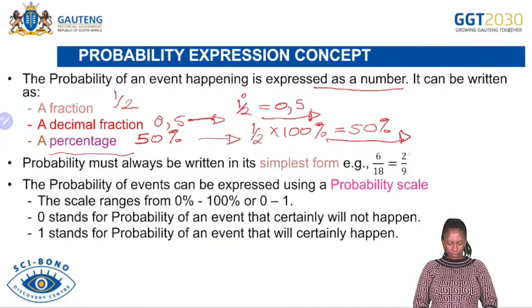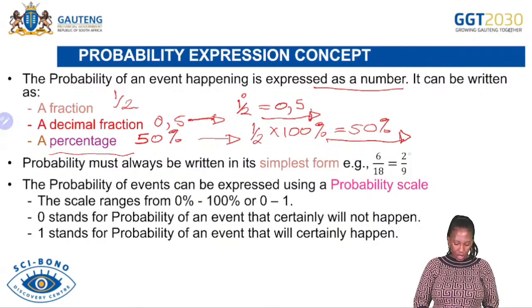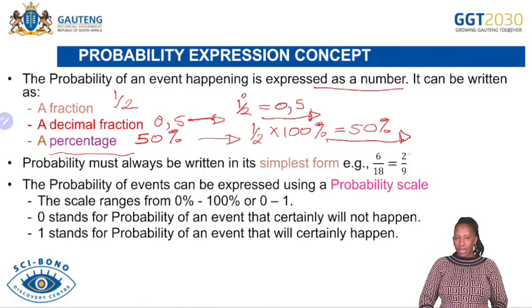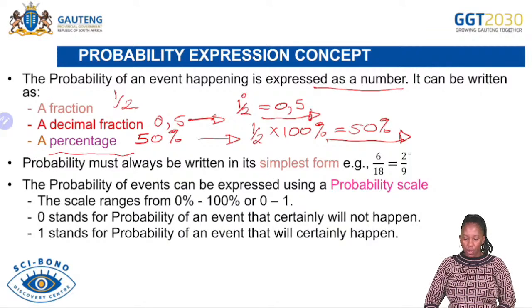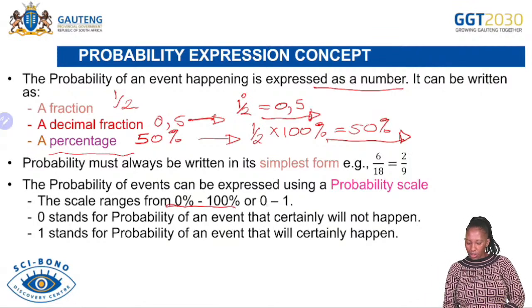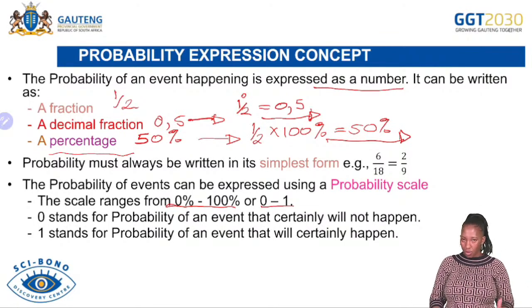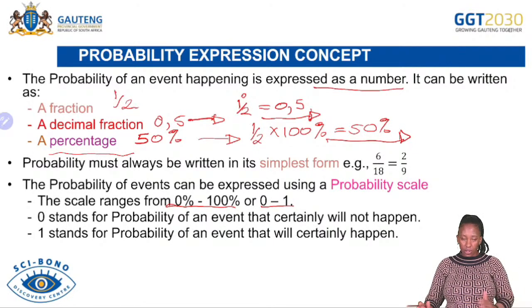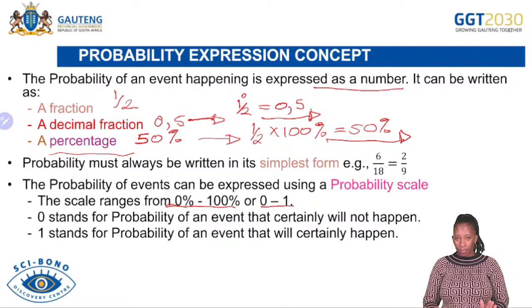Boys and girls, the probability of events can be expressed using a probability scale. You will see on the next slide, I will show you that scale, but you need to understand this scale. We say it is a probability scale. The scale ranges from 0 to 100 or 0 to 1. Meaning they can give you the scale of 0 to 1, or they can give you the scale of 0% to 100%.